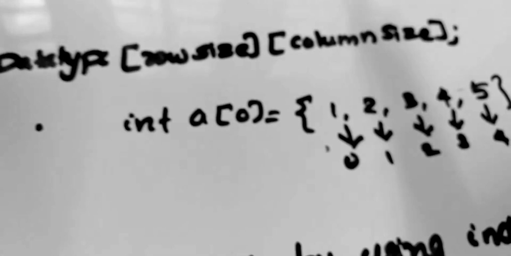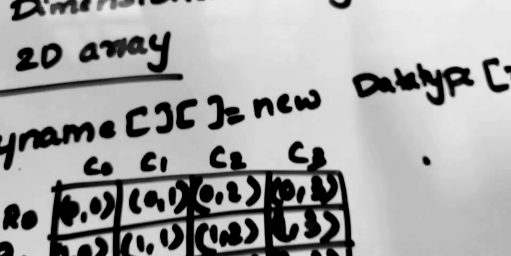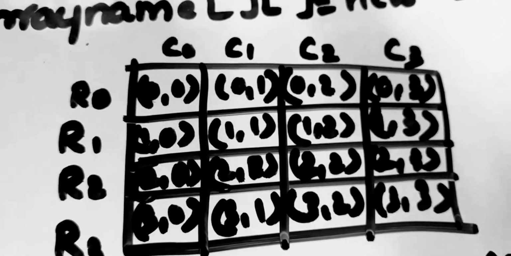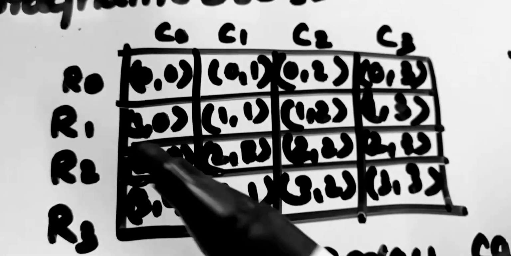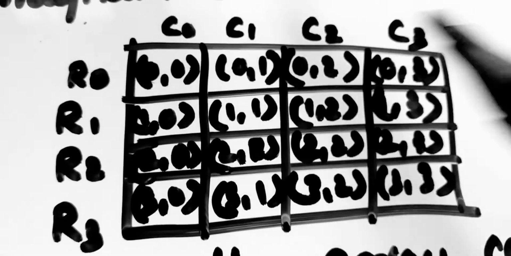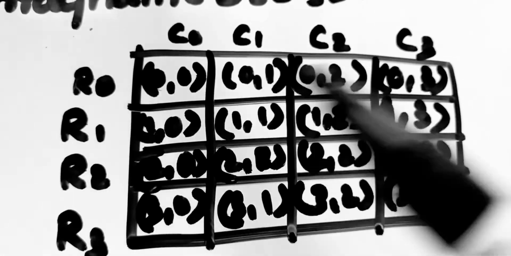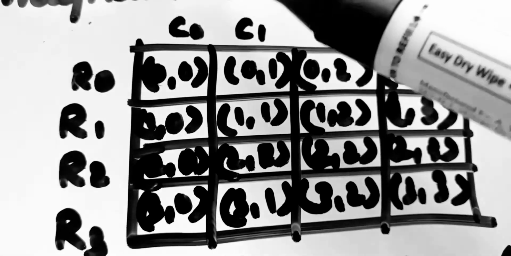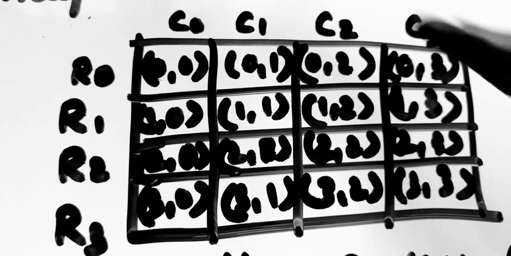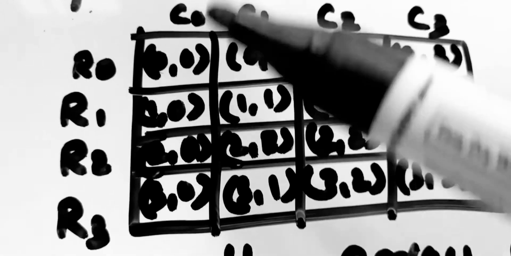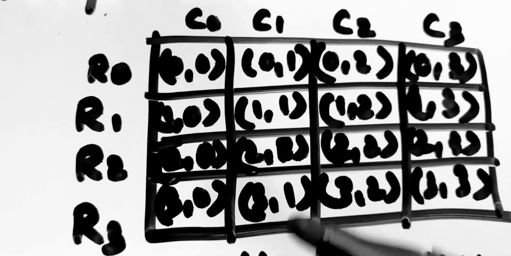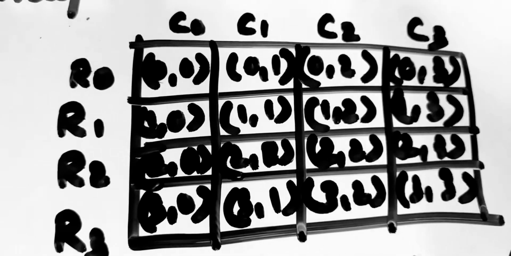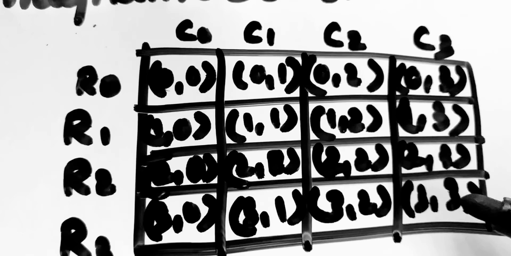Just consider this two dimensional array. Here, by seeing the figure, we can say that there are four rows: R0, R1, R2, R3. Similarly, there are four columns also. The first column name is C0, the second column name is C1, the third one is C2, and the fourth one's name is C3.